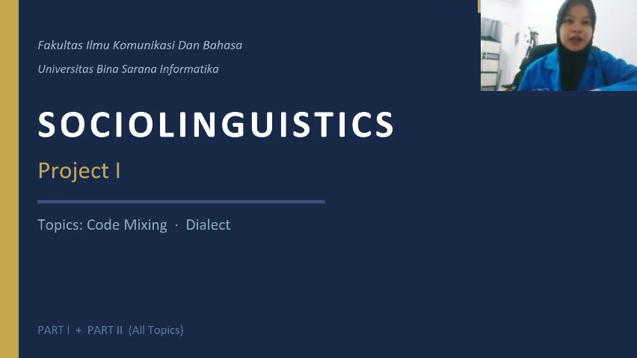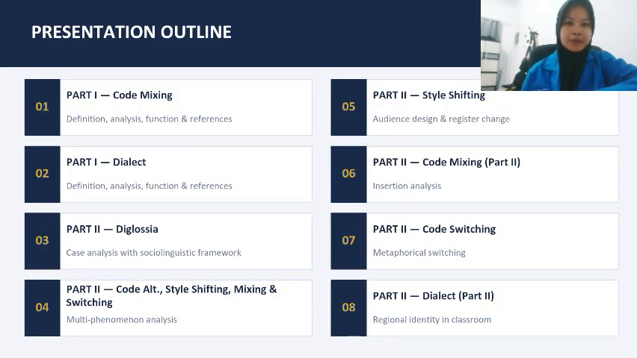In this presentation, I will cover two topics for part 1, code mixing and dialect. And then for part 2, I will analyze all 6 linguistic phenomena as required. Let's get started. Before we begin, here's a quick overview of what I'll be covering. For part 1, I choose code mixing and dialect. For part 2, I'll go through all 6 topics: diglossia, code alternation, style shifting, code mixing, code switching, and dialect. Alright, let's get started with part 1.